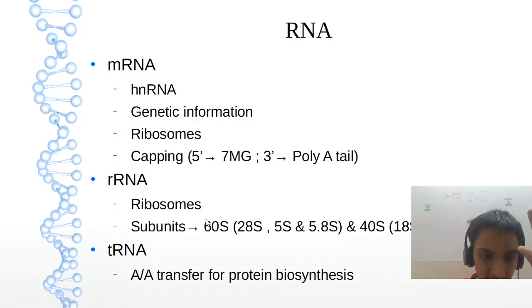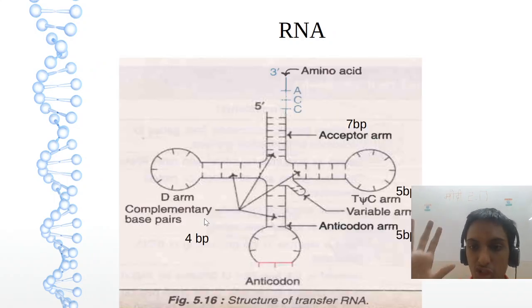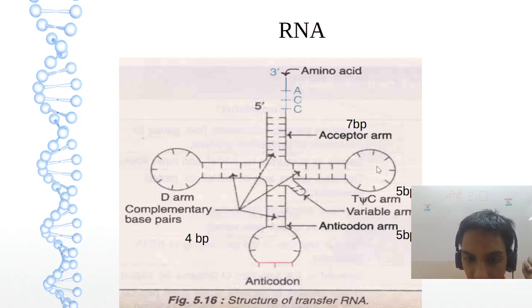Now tRNA, transfer RNA. Its role will be the transfer of something, amino acids. When we transfer the amino acids and link them together, that forms a protein. That is what tRNA will do. Let us come into the structure of the tRNA. We are finding what arms are there: acceptor, anticodon, variable, T-psi-C and D-arm.